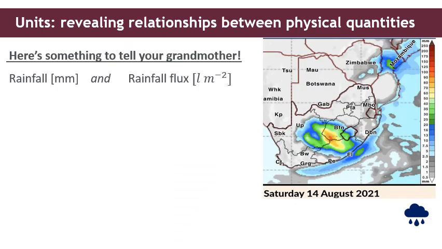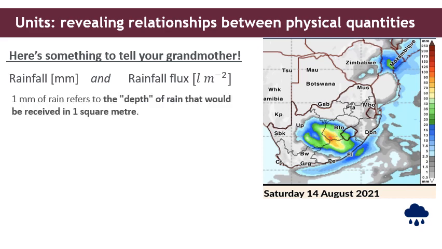Now here's something interesting to tell your grandmother. The relationship between rainfall in millimeters, which is what we hear on the weather report, and rainfall flux, which is the units that I just made up in liters per square meter. So if you Google, what is the meaning of 1 millimeter of rain? This is what you find. 1 millimeter of rain refers to the depth of rain that would be received in 1 square meter.